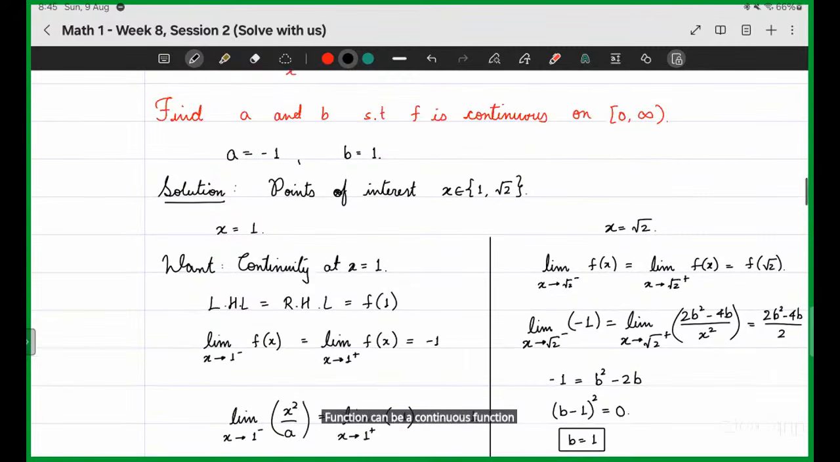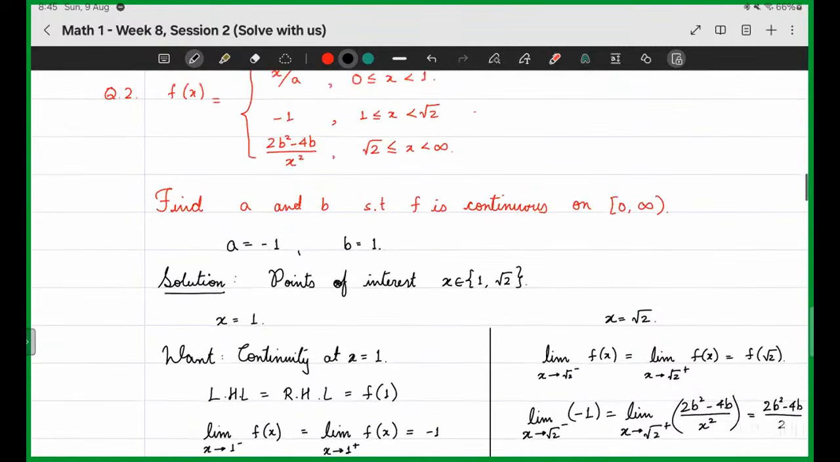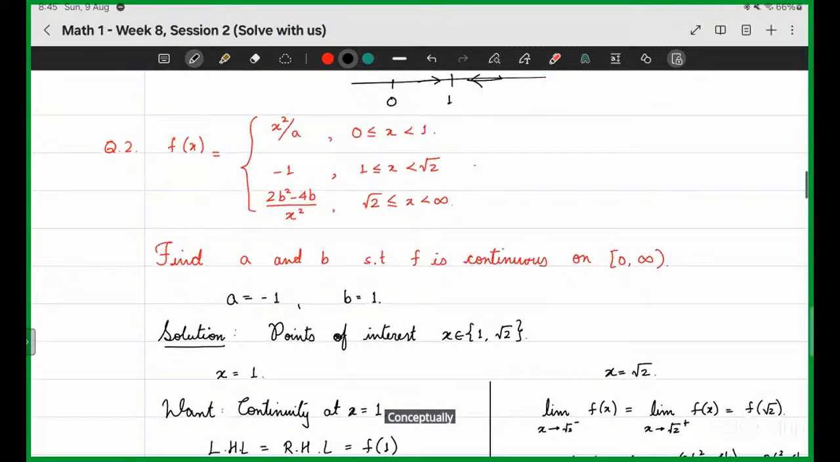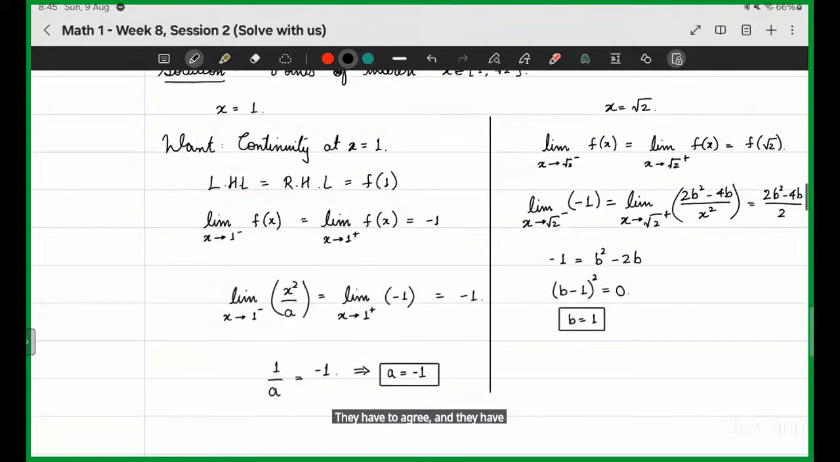So these are all small variations of problems which conceptually have the same starting point, wherein you have to just make sure that the left hand limit and the right hand limit, they have to agree and they have to be equal to the function value. All right.